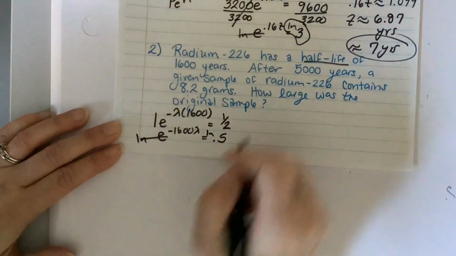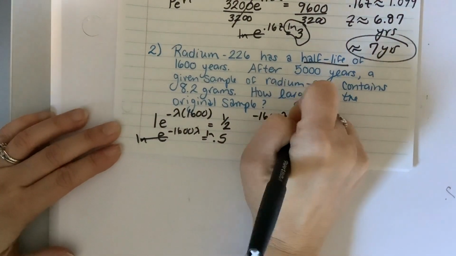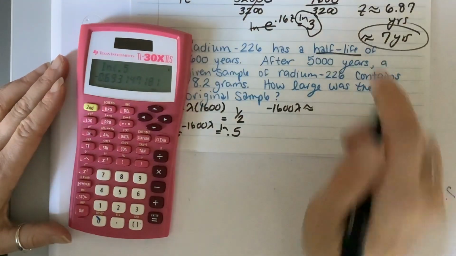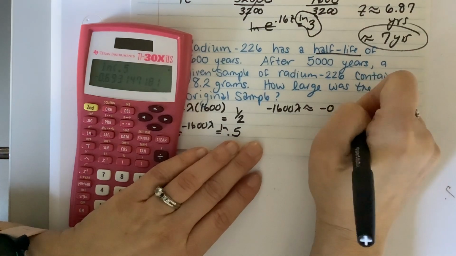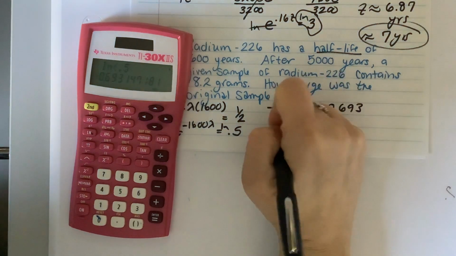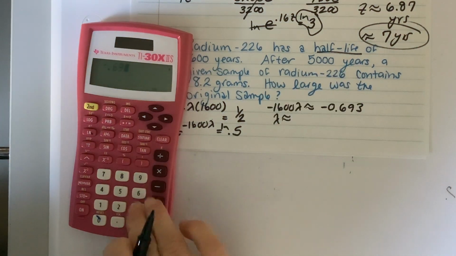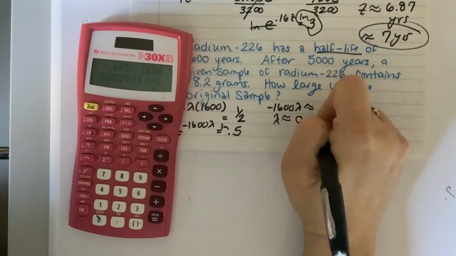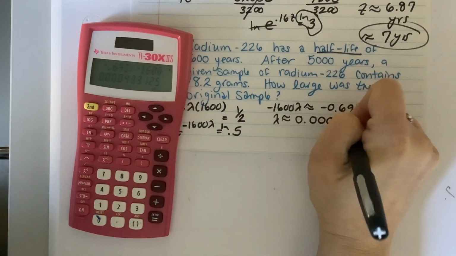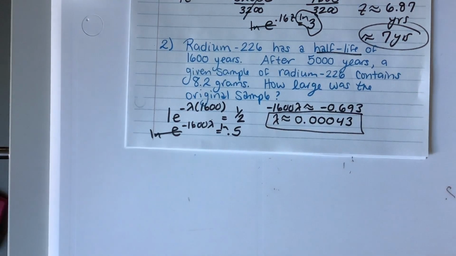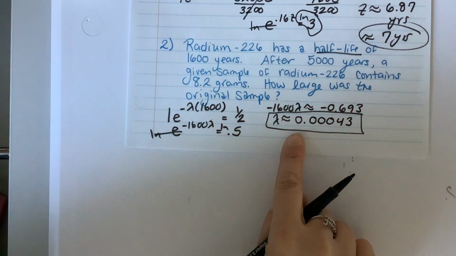Take the natural log of each side. Negative 1600 lambda is approximately the natural log of 0.5, which is negative 0.693. Divide both sides by negative 1600, and lambda is 0.00043. That is the rate that element is decaying. Now the question doesn't say, find the rate of decay. If it asked for that, you would be done, because that's what this represents.